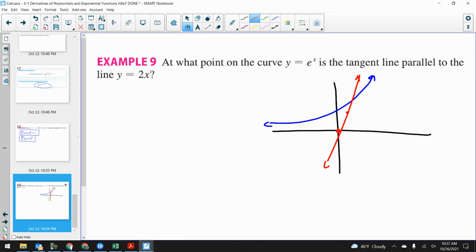I'm not asking about the intersection point. A common mistake is to just find the intersection point. I'm not asking when they're equivalent. I'm asking when is the slope equivalent to 2x. Okay? All right.